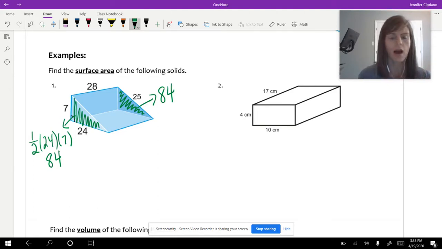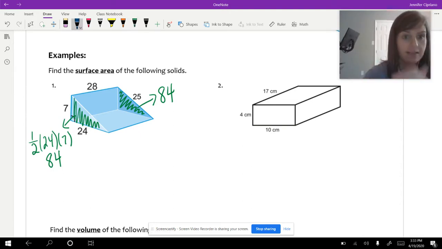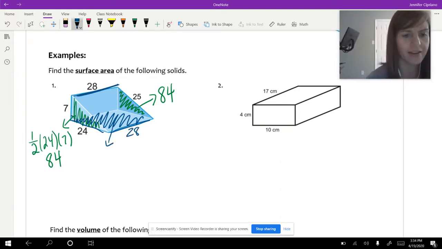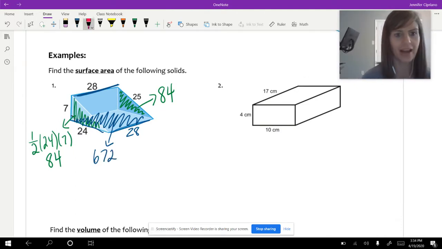But now we have to find the 3 rectangles, and those are all going to be different. So we just have to find each of those areas separately. So I'm going to start with the area of the bottom rectangle. So area of a rectangle is just length times width. So that's going to be 24. And then this distance here is going to be the same as this up here. So that's 28. So 24 times 28 gives us 672.